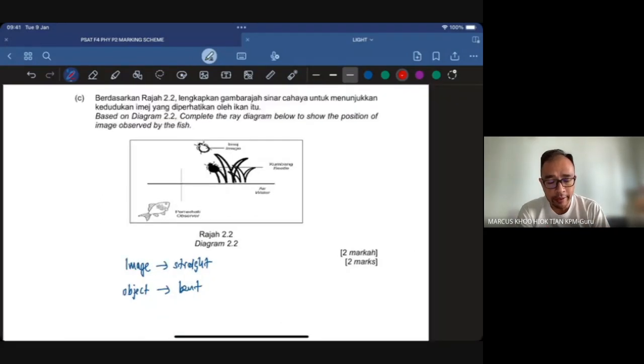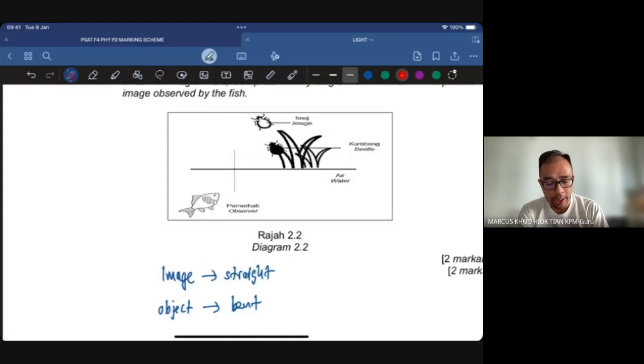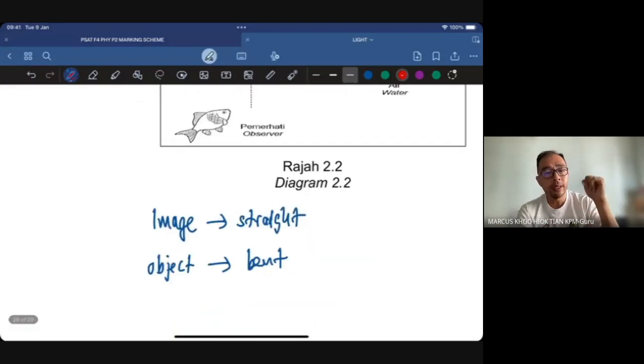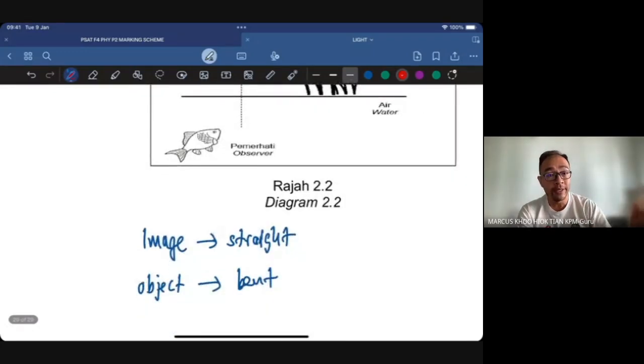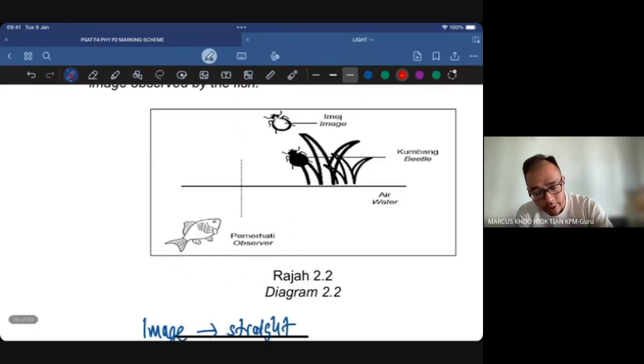Okay, this is another tip. If you're drawing a ray diagram for refraction, just remember that from the image to the observer, wherever the observer is, is a straight line. From the object to the observer is a bent line. So my tip for you is, you draw a straight line from the image to the observer like this. This is a straight line. But the only thing is, the part behind here you make dotted.